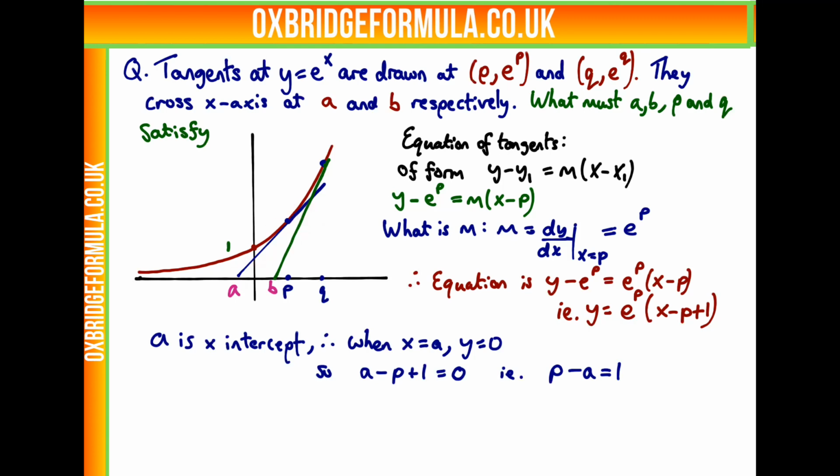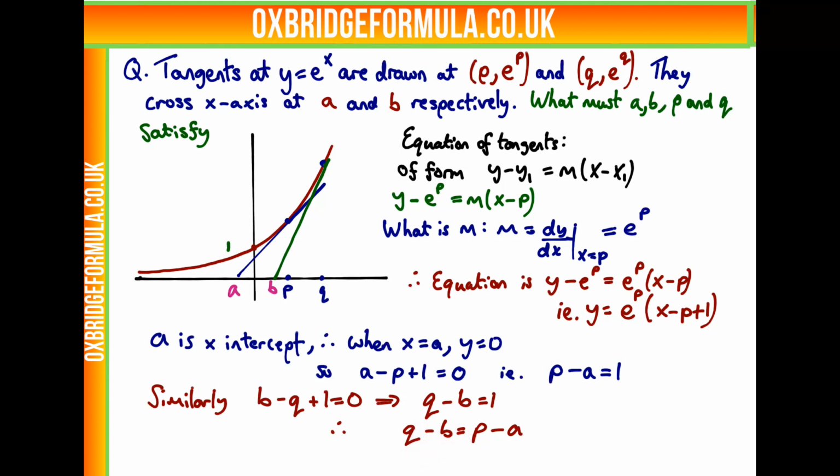How does the green line work? Well, by the same reasoning, all we're doing is switching p and q and switching a and b. So by the same logic, b minus q plus 1 equals 0, i.e. q minus b equals 1. And therefore we see that these two things are the same, so q minus b equals p minus a, which means the answer is C.